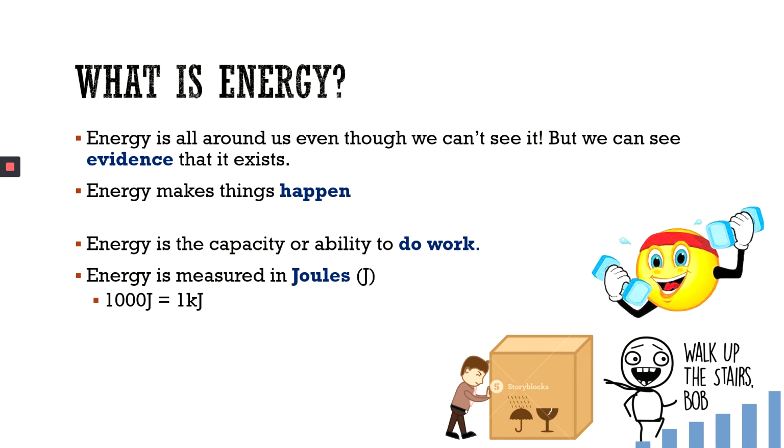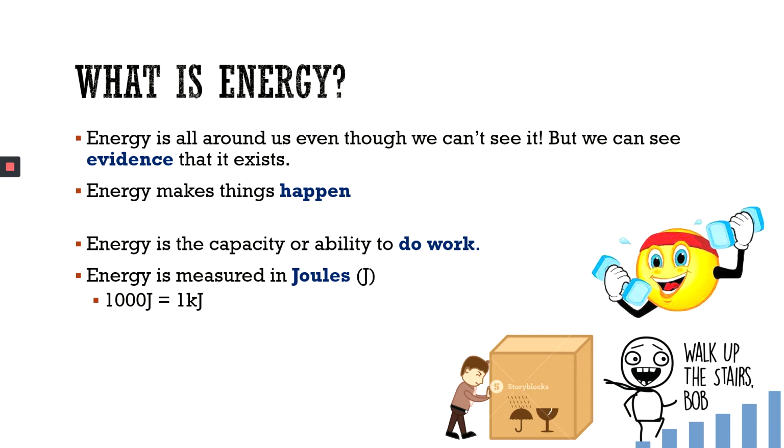So what is energy? Well, energy is all around us, even though we can't see it, but we can see evidence that it exists. Energy makes things happen, whether it's you pushing a box, working out with dumbbells, or walking up the stairs. To do these things and to do many other things, you need energy. And in science, we define energy as the capacity or ability to do work.